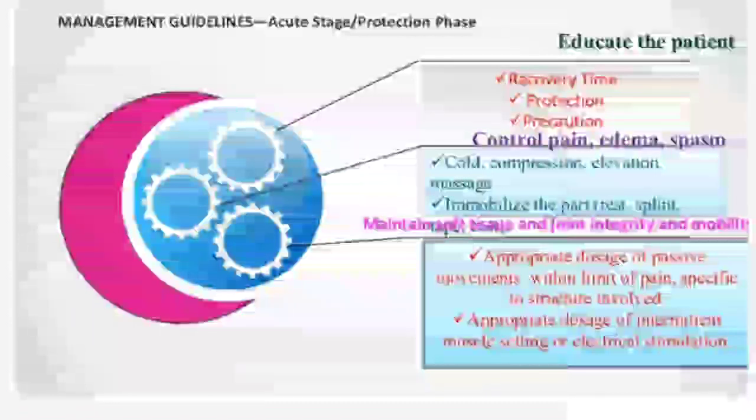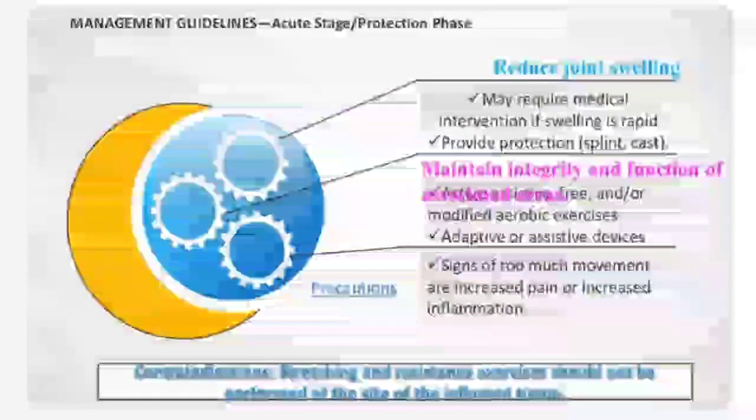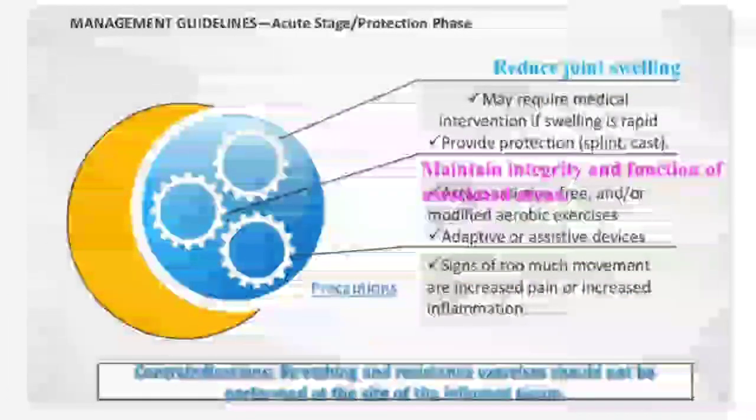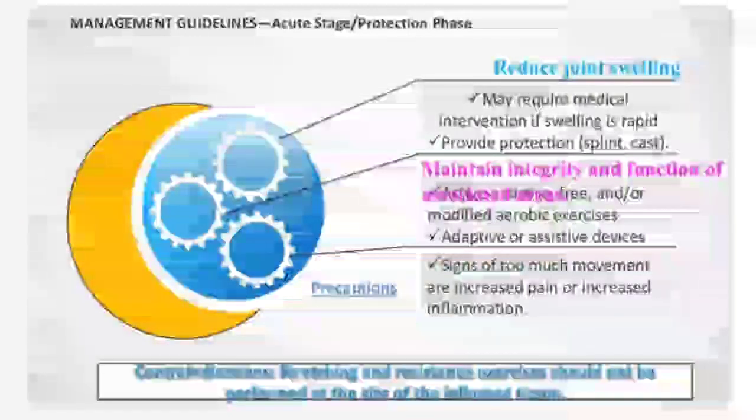Maintain soft tissue and joint integrity and mobility. Appropriate dosage of passive movements within limit of pain specific to structure involved. Appropriate dosage of intermittent muscle setting or electrical stimulation. Reduce joint swelling. May require medical intervention if swelling is rapid.